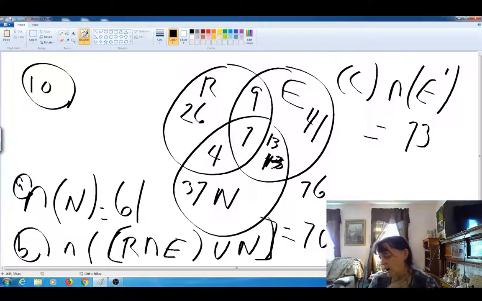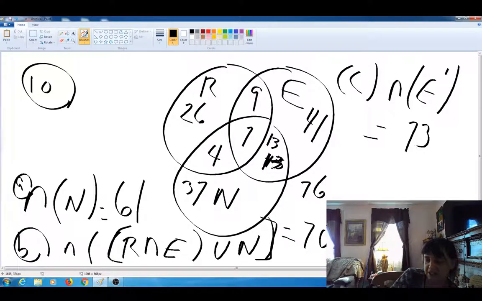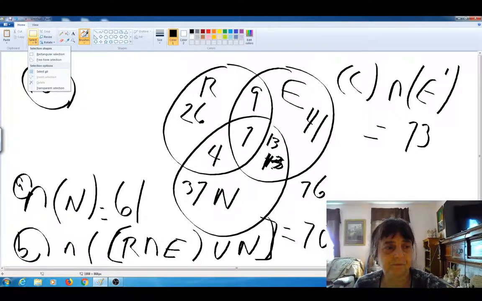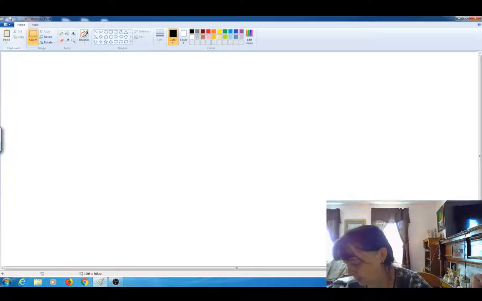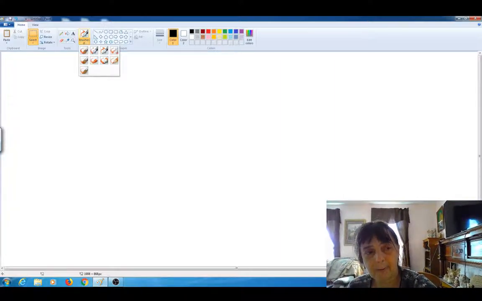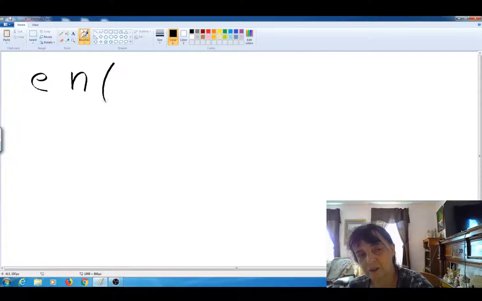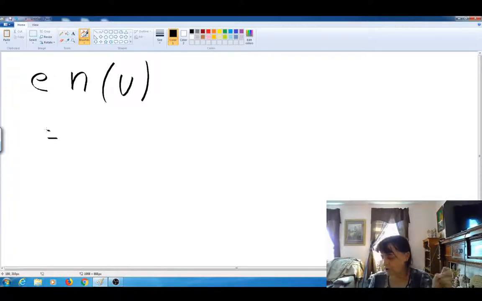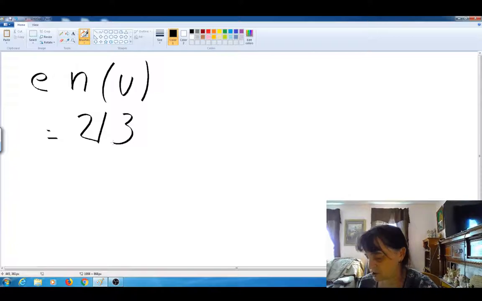Okay, we're not doing E minus R, so we'll skip D. And E, number of elements in U. That means the whole universe, everything together. Okay, so that's 26 plus 9 plus 41 plus 4 plus 7 plus 13 plus 37 plus 76. 213. Okay, the whole universe has 213 elements.